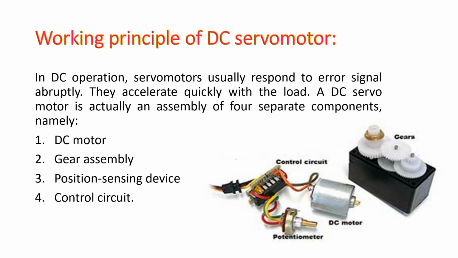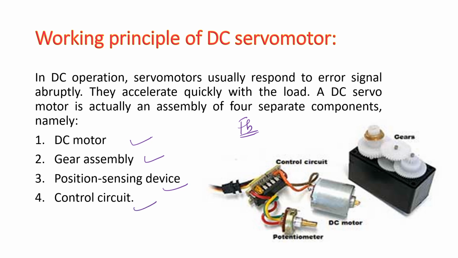The first motor is the DC servo motor. We can say that its feedback is with this servo motor. It's not an open loop, it's a closed loop. You know how? Because of these components. For a DC servo motor, you have a DC motor, a gear assembly, a position sensing device, and a control circuit.